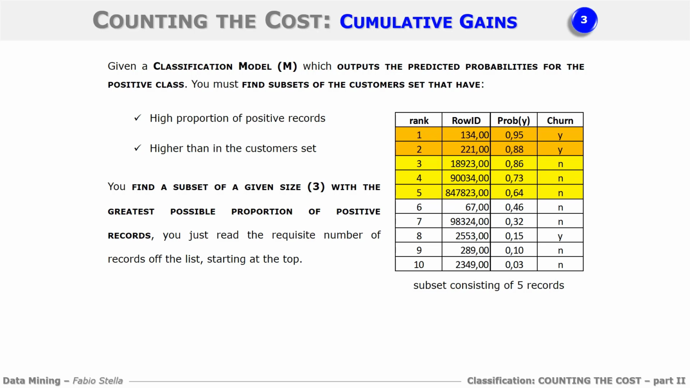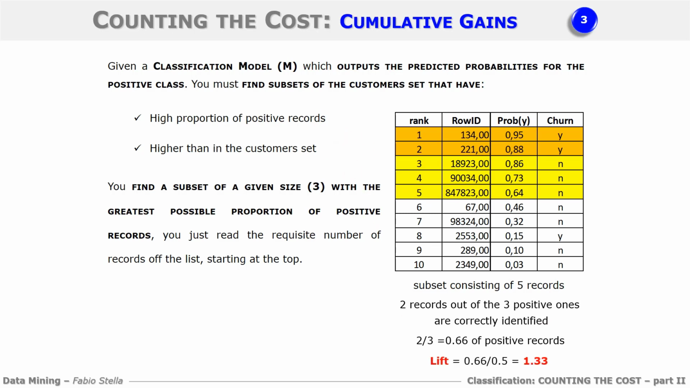So in particular, in a subset consisting of 5 records, we obtain the following: still 2 records out of the 3 positives are correctly identified. In other terms, 2 divided by 3, so 0.66, is the fraction of positive records that are correctly identified as such by this new subset of potential customers.